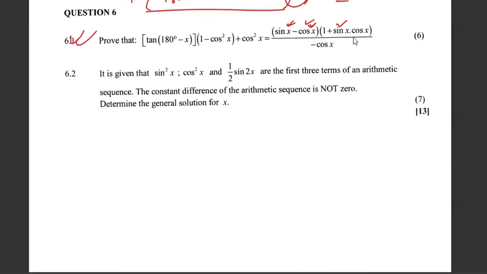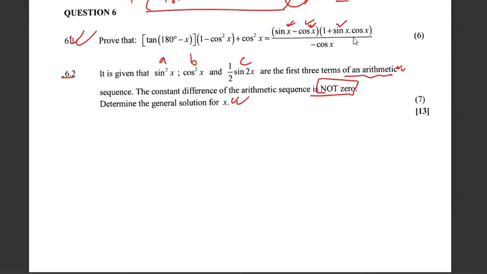6.2. It is given that sine squared of x, cos squared of x, and then a half sine 2x are the first 3 terms of an arithmetic sequence. But these people must know that this is paper 2. The constant difference of the arithmetic sequence is not 0. Determine the general solution for x. So if this is A, this is B, and then that is C.